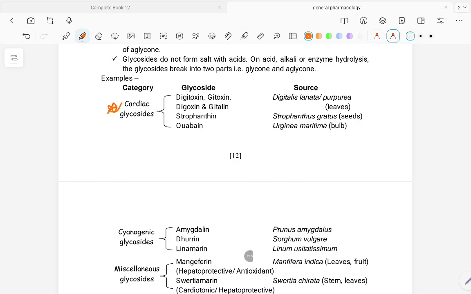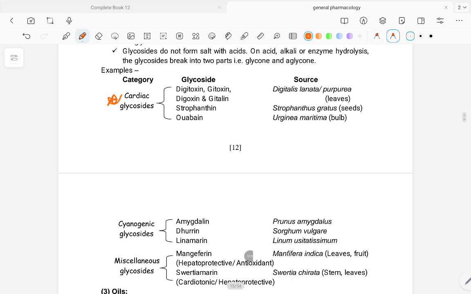Example category: glycoside, source. Cardiac glycosides: digitoxin, digitoxin, digoxin, gitalin, strophanthin, ouabain. Source: Digitalis lanata and purpurea leaves, Strophanthus gratus seed, Urginea maritima bulb.